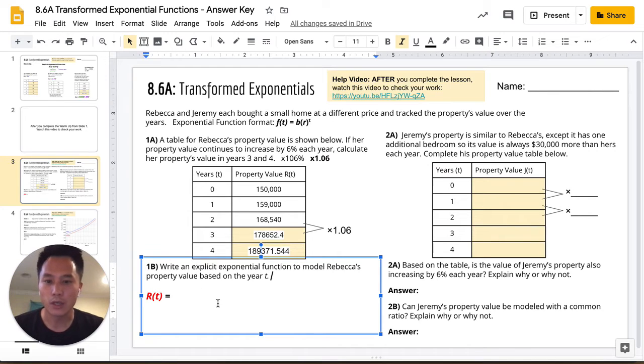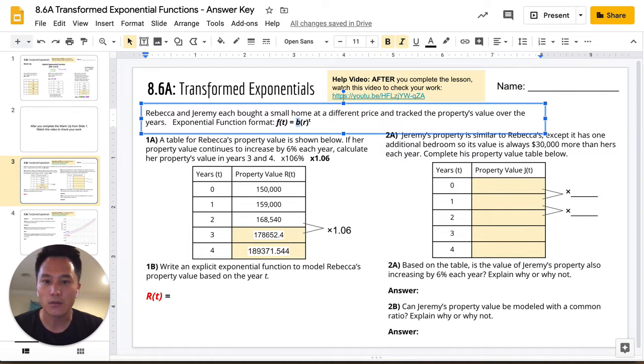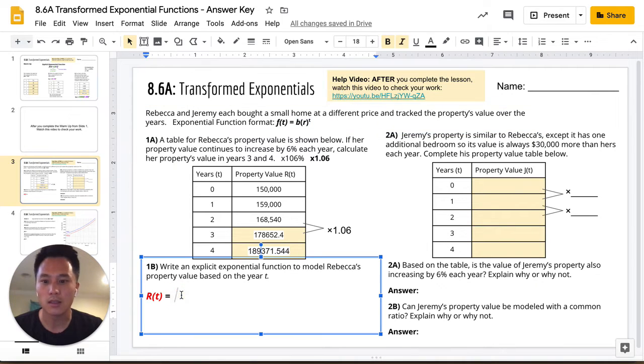To write an explicit function based on this table, I'm going to take the format for an explicit exponential function, paste that in here. I know that this first number, this b value, has to be the y-intercept, the 0 term. So at year 0, the property is worth $150,000. Then the common ratio is 1.06 because every year it's being multiplied by 1.06 to get to the next year. Now I have my exponential function for Rebecca.